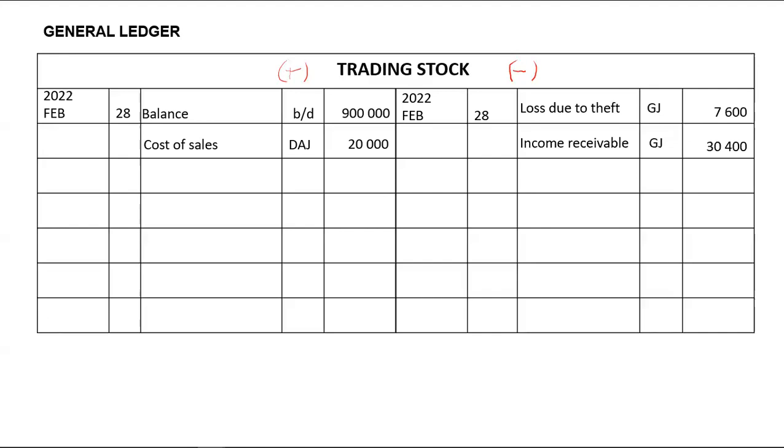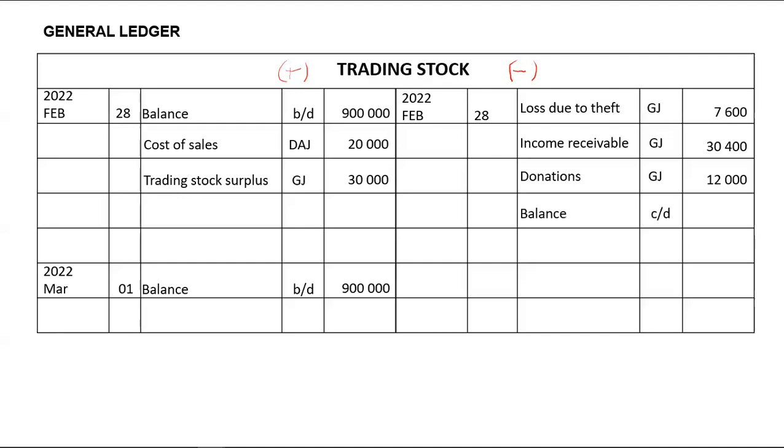The balancing figure will be our balance brought down in the next financial year. And our balancing figure, we know that should be at 900,000. We, however, had a surplus. So trading stock needed to go up by an amount of 30,000. And it also needed to go down by the cost price of stock that was donated, and that was 12,000. Hence, we will have a balance carried down, which must be the same as the amount of stock counted, and that will be 900,000. When you total it up, it'll give you 950 on both sides.